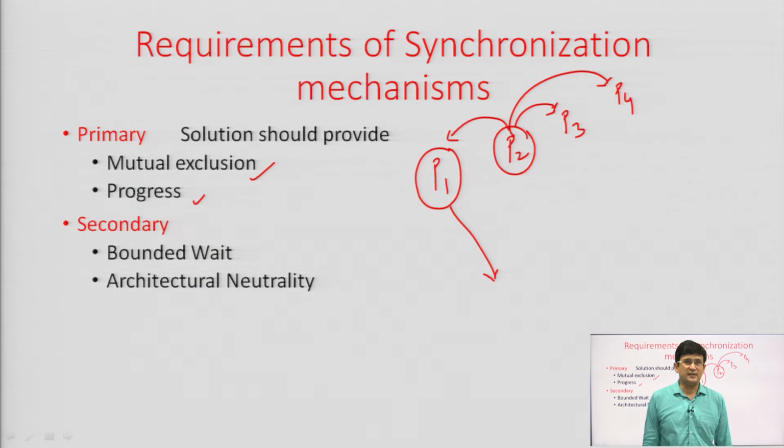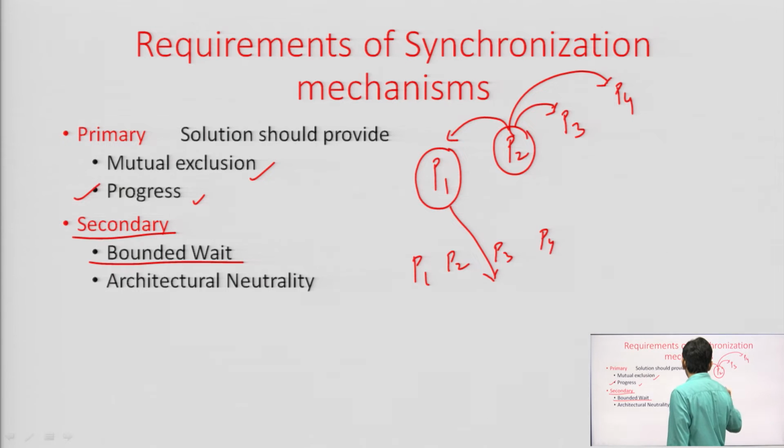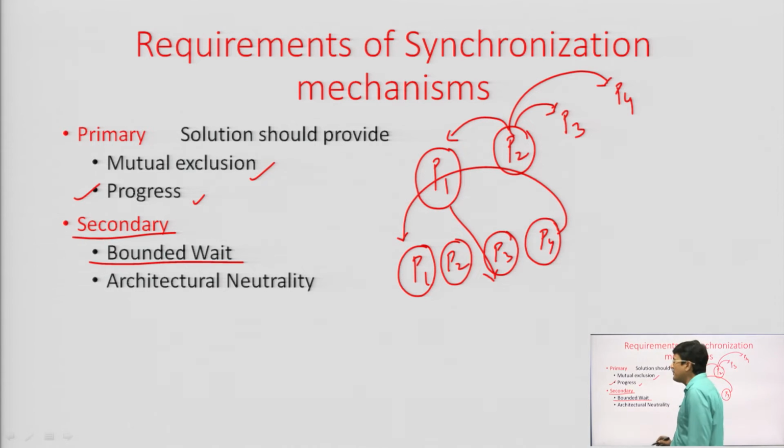If a process is not interested in the critical section, then it should not restrict the other processes from entering the critical section; then the progress property is satisfied. The secondary condition is bounded waiting. Bounded waiting means, let us say there are 4 processes and we have created an order. All these 4 are interested in accessing the critical section. So, we have devised a round robin mechanism: first P1 should execute, then P2, then P3, then P4, and again comes the turn of P1.